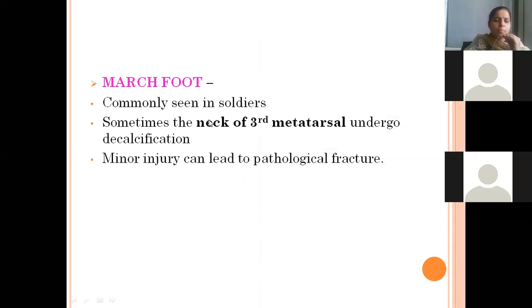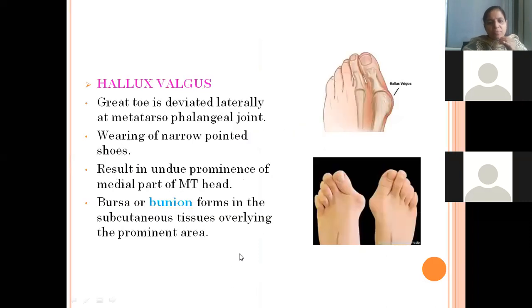March foot occurs in people who do so much marching fast, as we see in soldiers. Because of prolonged marching, the neck of the third metatarsal may undergo decalcification. Because calcium is not properly present, the bones may also get a pathological fracture. You see this with gout also, this type of deformity, the deposition of calcium.